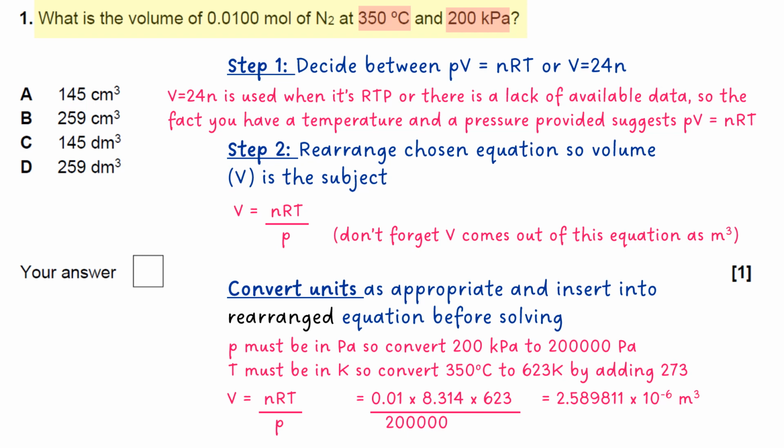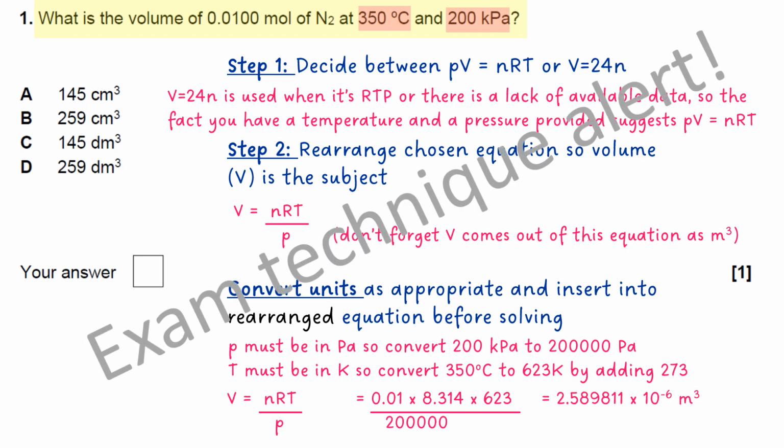Now remember, this is in meters cubed, and like I said a moment ago, the units provided in A, B, C, and D, none of them are meters cubed. So this actually gives us a bit of an advantage. We can stop and think about which answers we might not want to bother with as well.